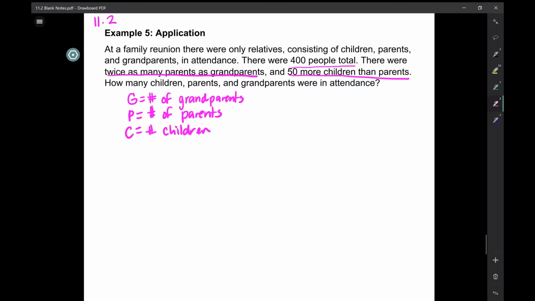So let's go ahead and solve this. We know there are 400 people total, so that tells us that G plus P plus C equals 400. And there are twice as many parents as grandparents. So that means if we took the number of grandparents and multiplied it by 2, we would get the number of parents.